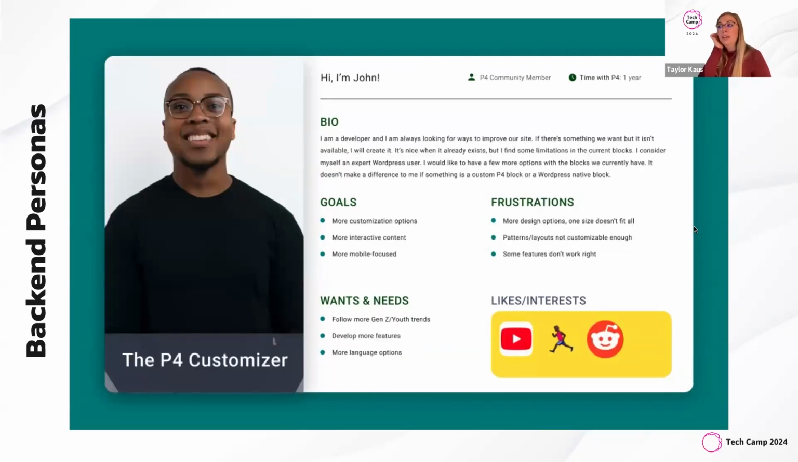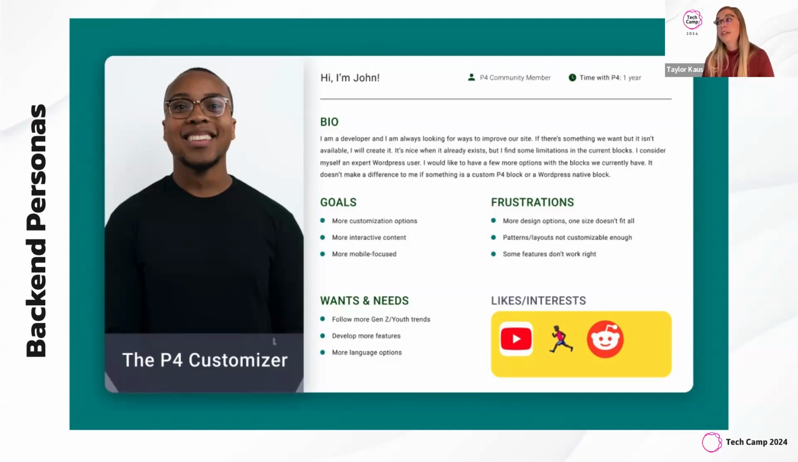Next, we have the Planet 4 Customizer. I'm a developer and I'm always looking for ways to improve our site. If there's something we want but it isn't available, I will create it. It's nice when it already exists, but I find some limitations in the current blocks. I consider myself an expert WordPress user. I would like to have a few more options with the blocks we currently have. It doesn't make a difference to me if something is a custom Planet 4 block or a WordPress native block.